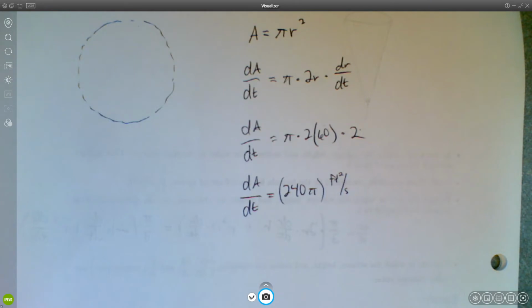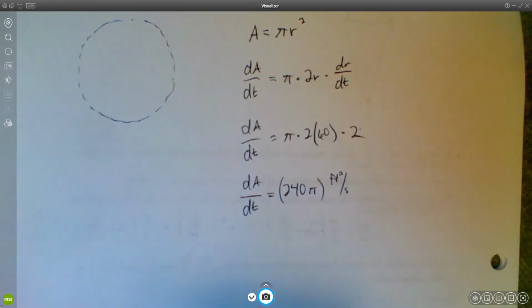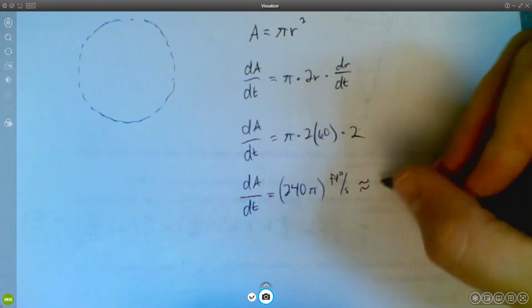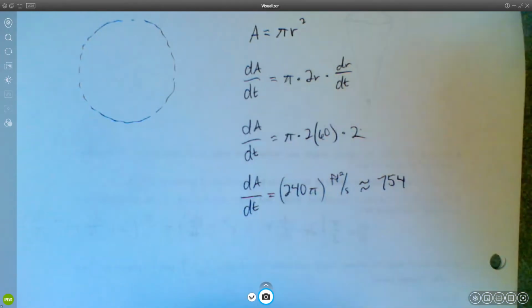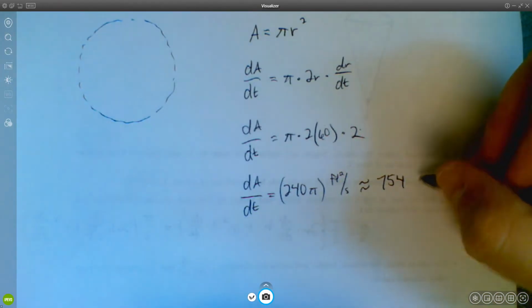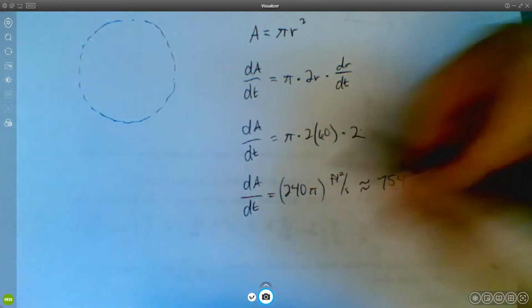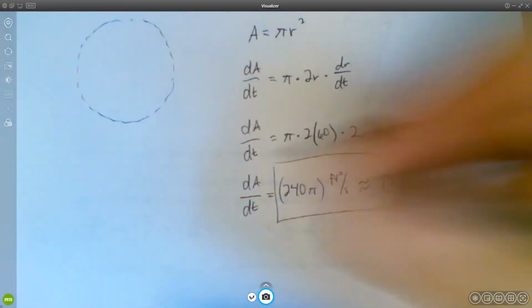That's how fast the area is increasing. Let's see about how much that is. 240 times pi is about 754, we'll say. It's about 754 square feet per second. So there you go. So that's that.